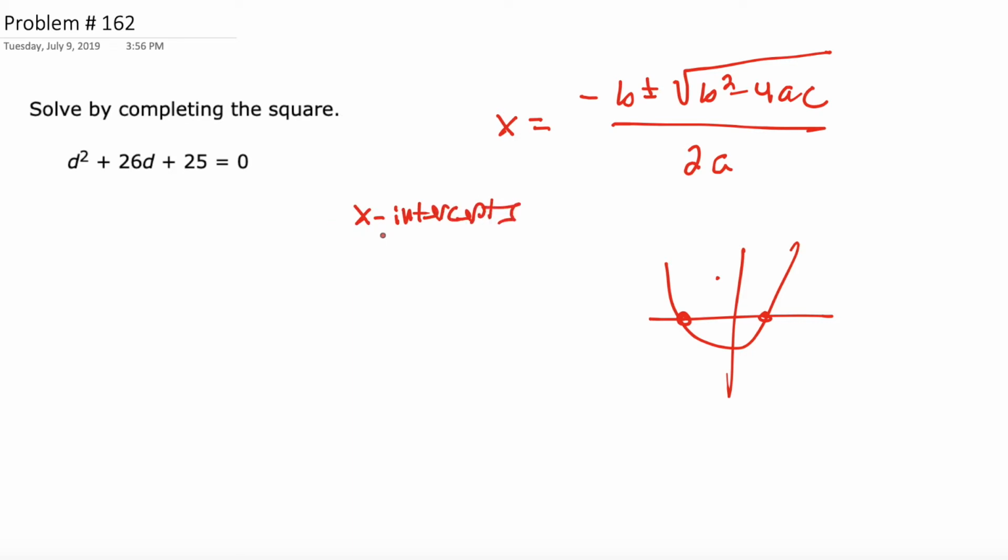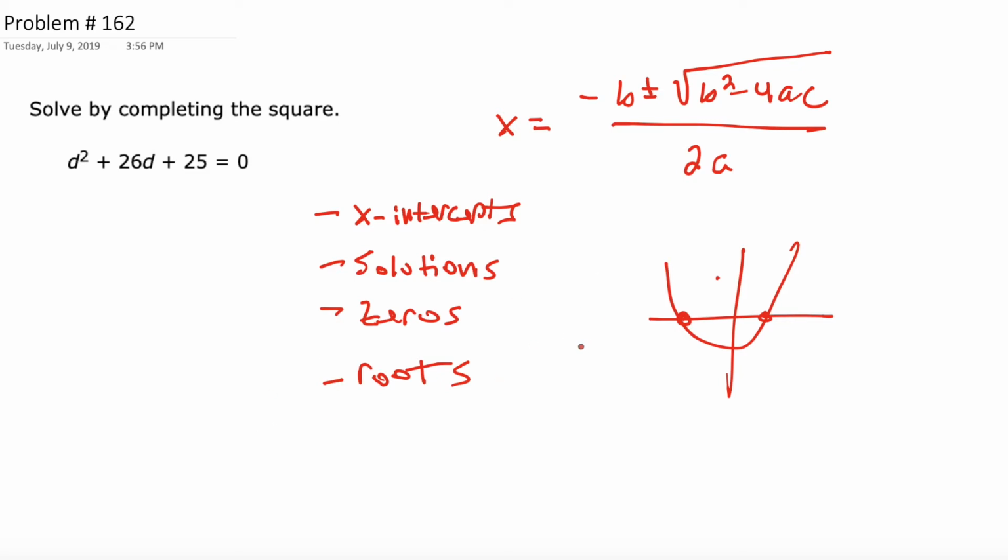There's another word for x-intercepts. Solution. There's another word for x-intercepts. Zeros. There's another word for x-intercepts. Roots. They all mean the same thing. Find the solutions. Find the zeros. Find the roots. Find the x-intercepts.